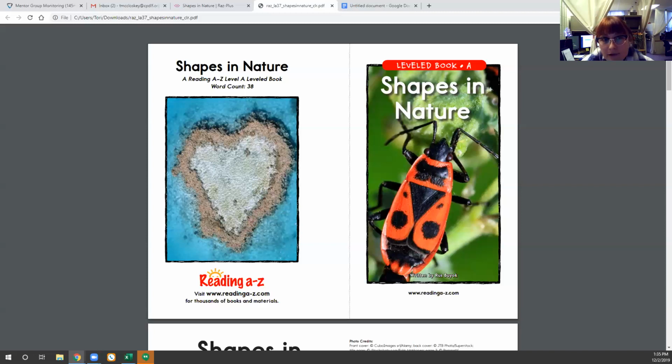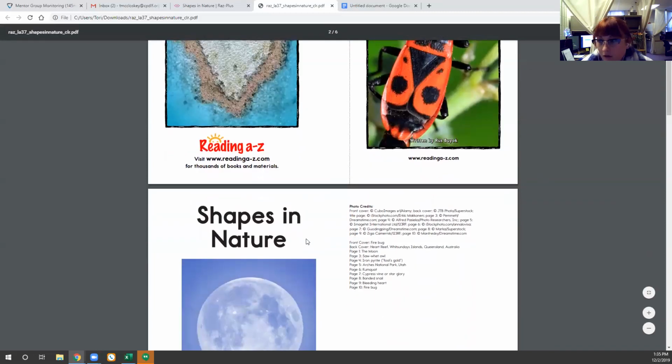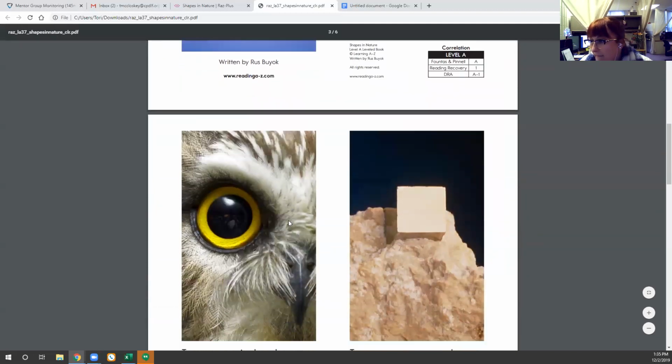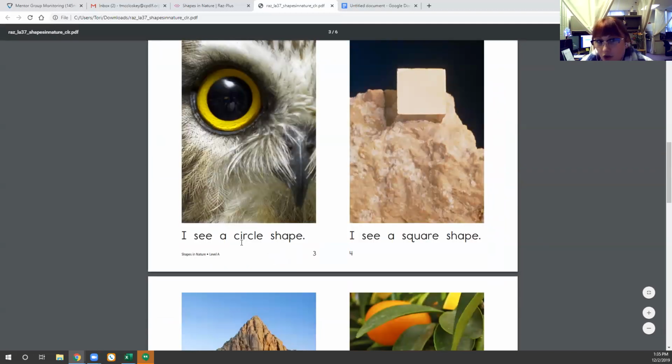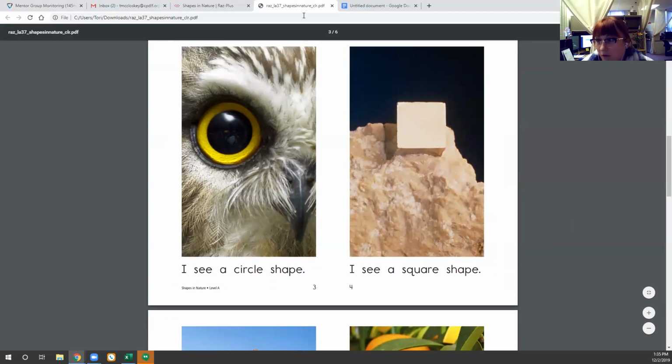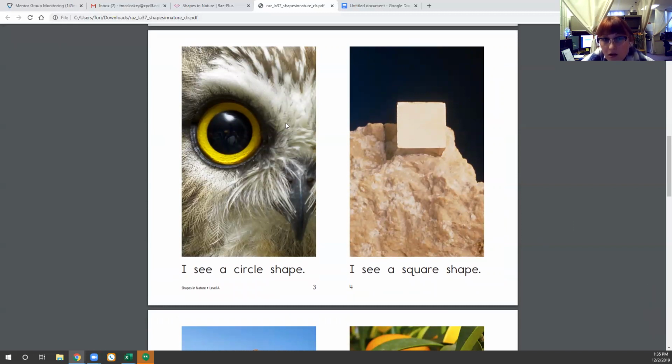So some vocabulary words that you're going to see throughout this book. Circle. Circle. Can you show me the circle in this picture? Can you draw a circle in the air with your finger? The word circle starts with the letter C.